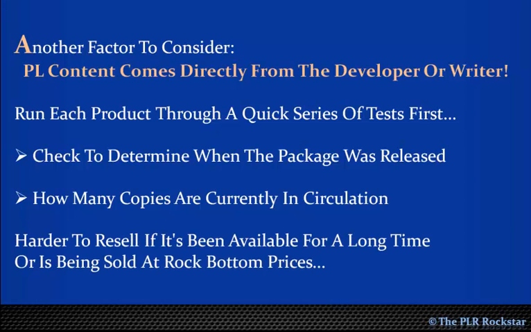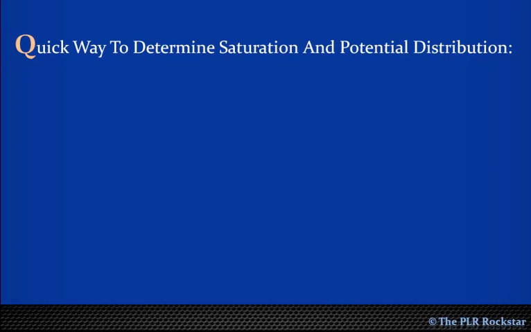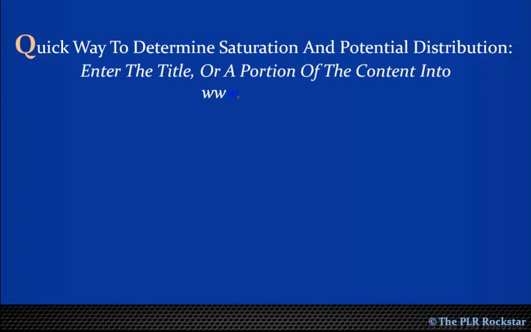A quick and easy way to determine saturation and potential distribution for each product that you are considering using is by entering either the title of the product or a portion of the content into Google.com. Since the majority of marketers using private label will fail to rearrange the content, repackage it appropriately, or even rename the package itself, it will be relatively easy to determine just how many people are selling the product in your market.